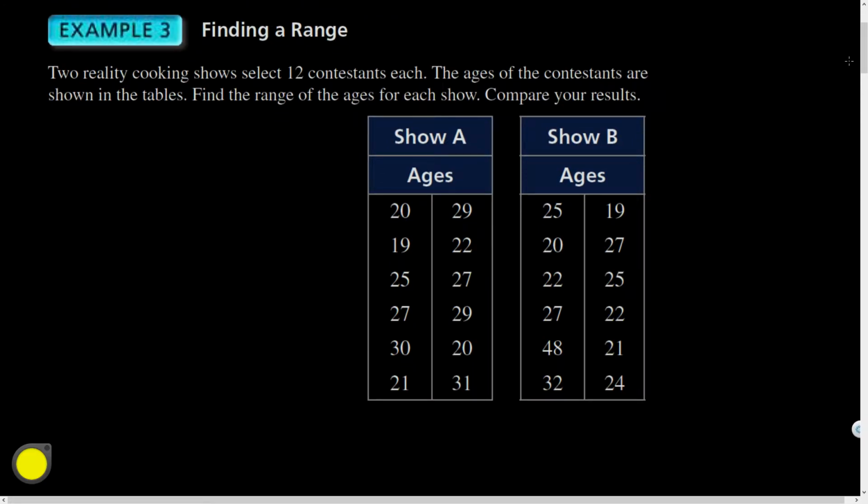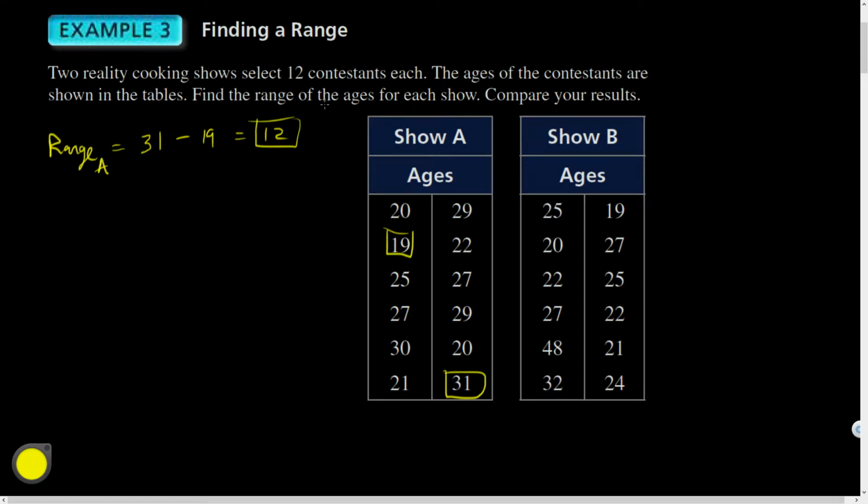So it says the following. Two reality cooking shows select 12 contestants each. The ages of the contestants are shown in the tables. Find the range of the ages for each show. So here's show A. What is the smallest number? All right, so there's the smallest number. What's the highest number? 31. So the range for A is going to be 31 minus 19, which I believe is 12.